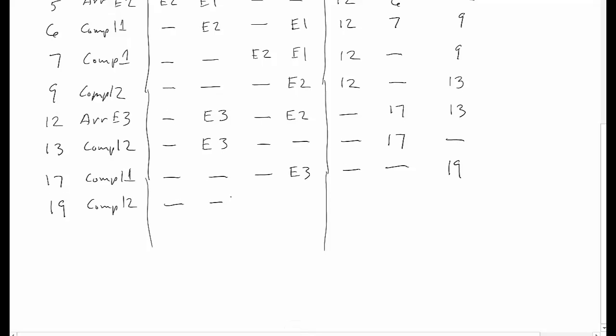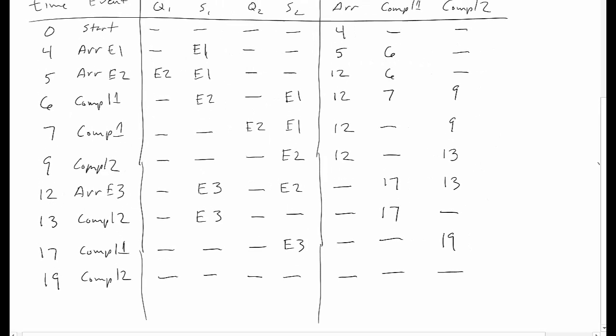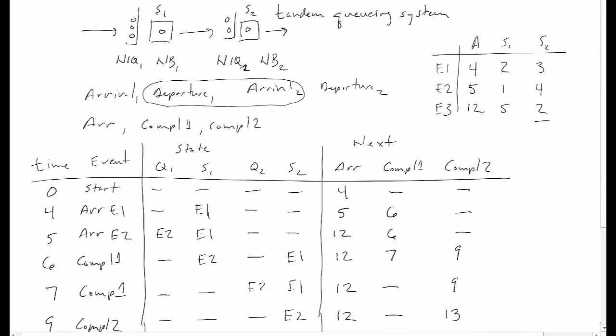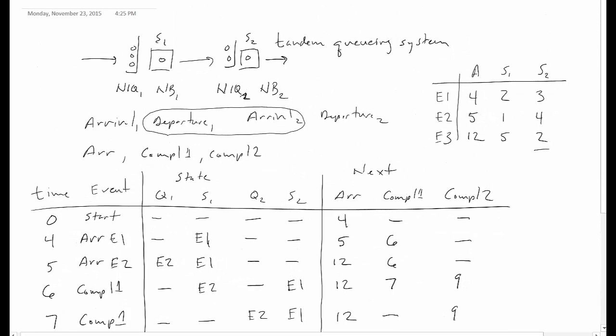Nothing at server 1, Q1, nothing at server 2, Q2, no future arrivals, no future completion on 1, no future completion on 2, and so we have no more future events, and so at this point we can terminate our simulation. So now that we have our completed sample path, we can look at our performance metrics.